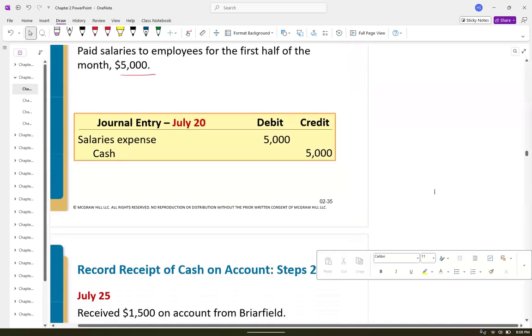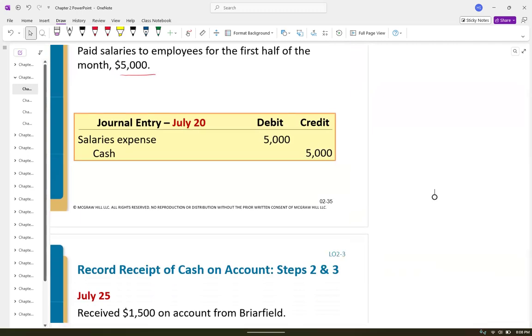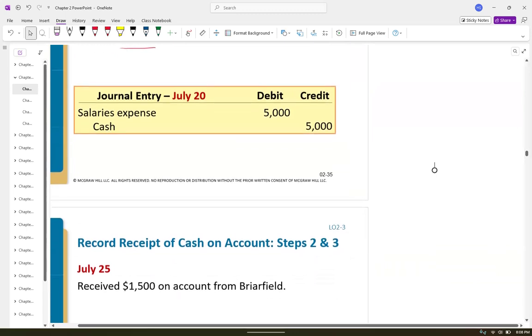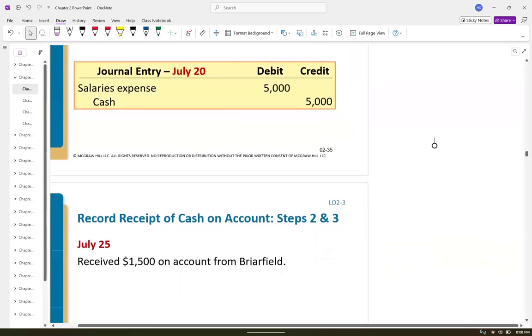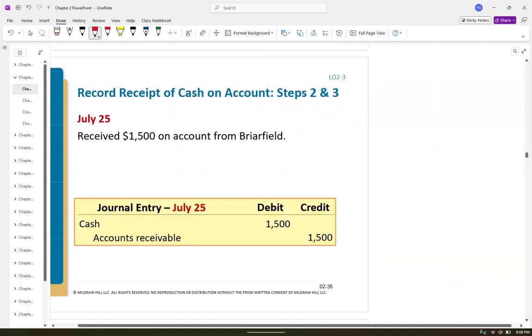Next thing, we're going to receive 1,500 on account from Briarfield. That's who we sold that clothing to, and now they're paying us. So we will debit cash, credit accounts receivable.